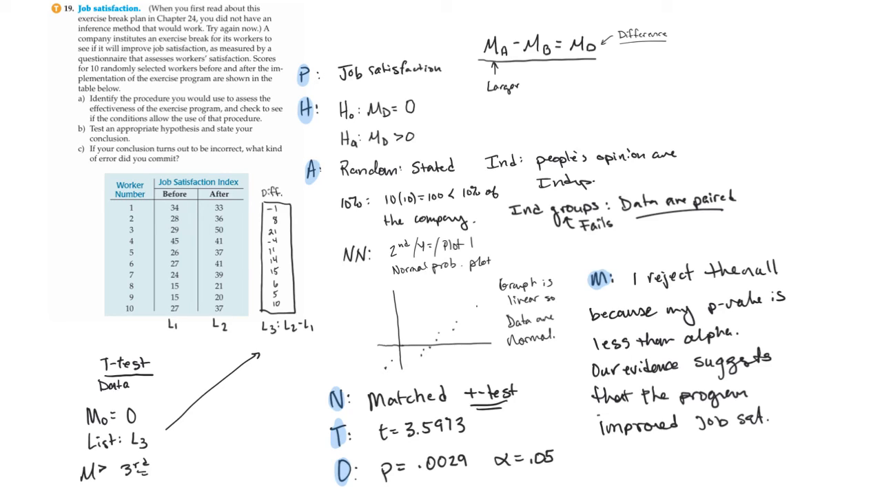Next, just as an addition, well, let's answer part C. If your conclusion turns out to be incorrect, what type of error did you commit, right? Well, we had rejected the null, right? When you reject the null, if you're wrong, that's a type 1 error. Remember, if you fail to reject, that's a type 2 error.